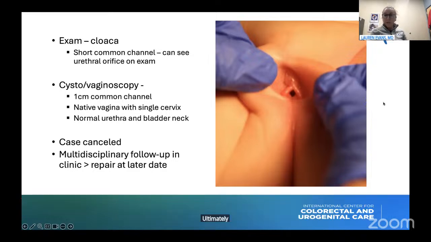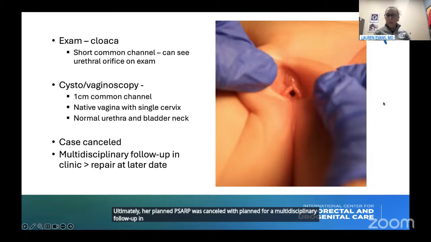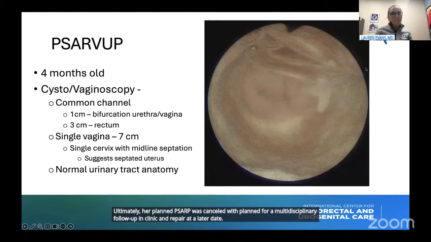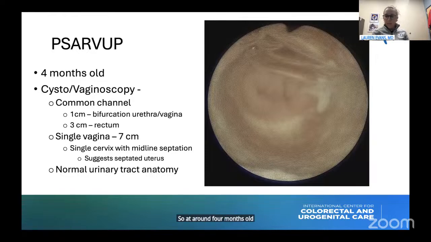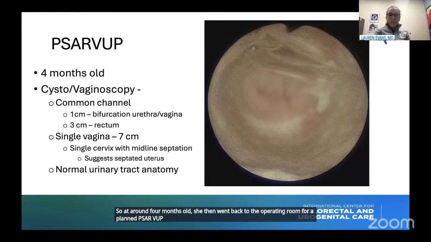Ultimately, her planned PSARP was canceled with plan for a multidisciplinary follow-up in clinic and repair at a later date. So at around 4 months old, she then went back to the operating room for a planned PSARP. We repeated the cystoscopy and vaginoscopy, which again demonstrated a short common channel that was about 1 centimeter to the bifurcation of the urethra and vagina, and about 3 centimeters to the takeoff of the rectum.